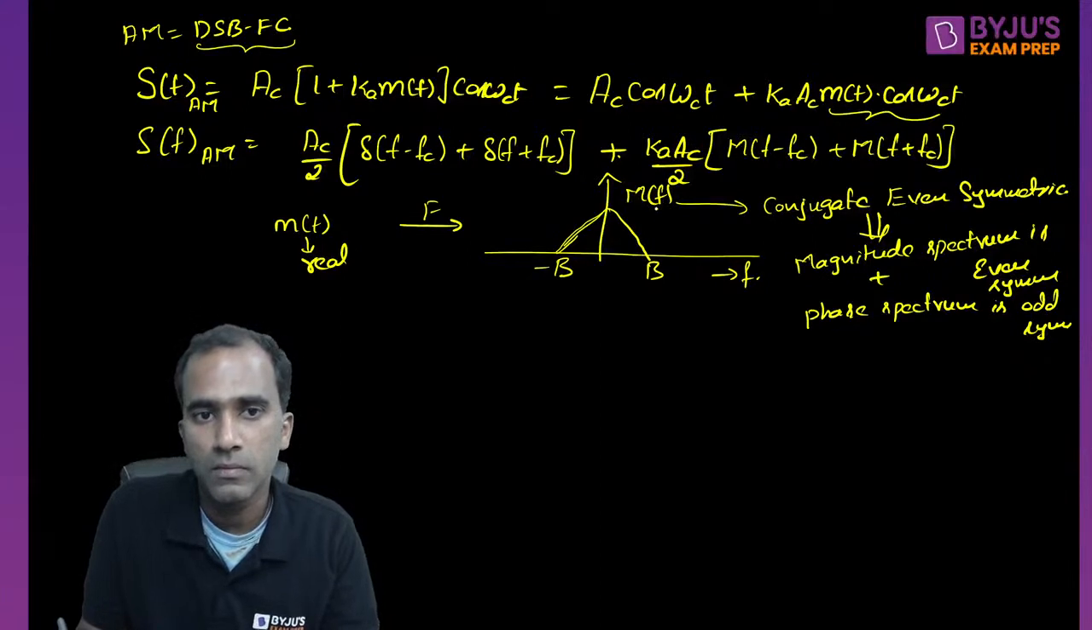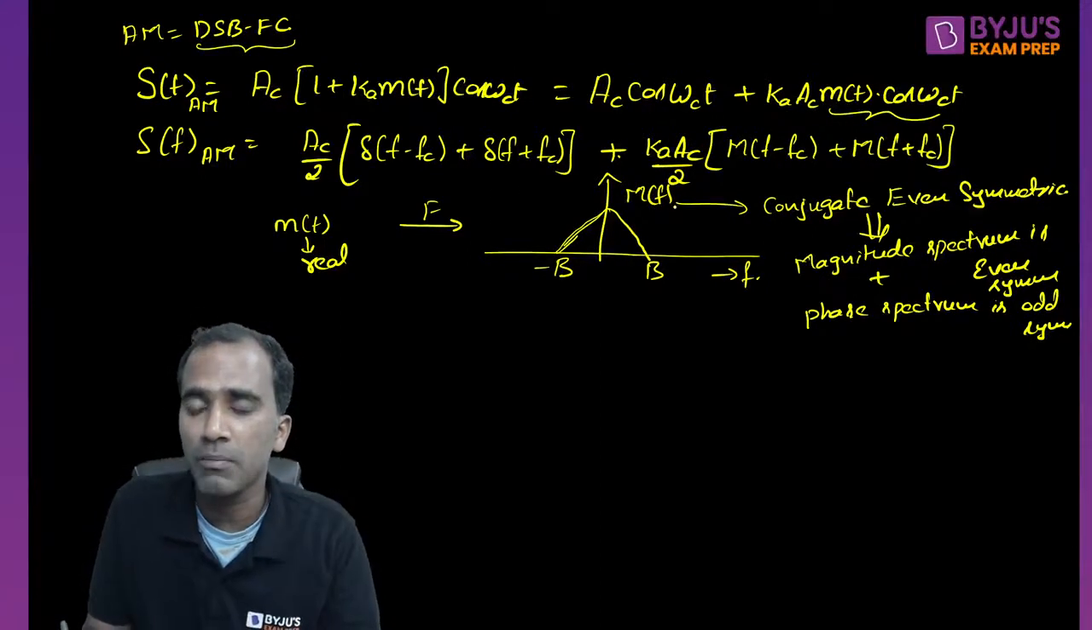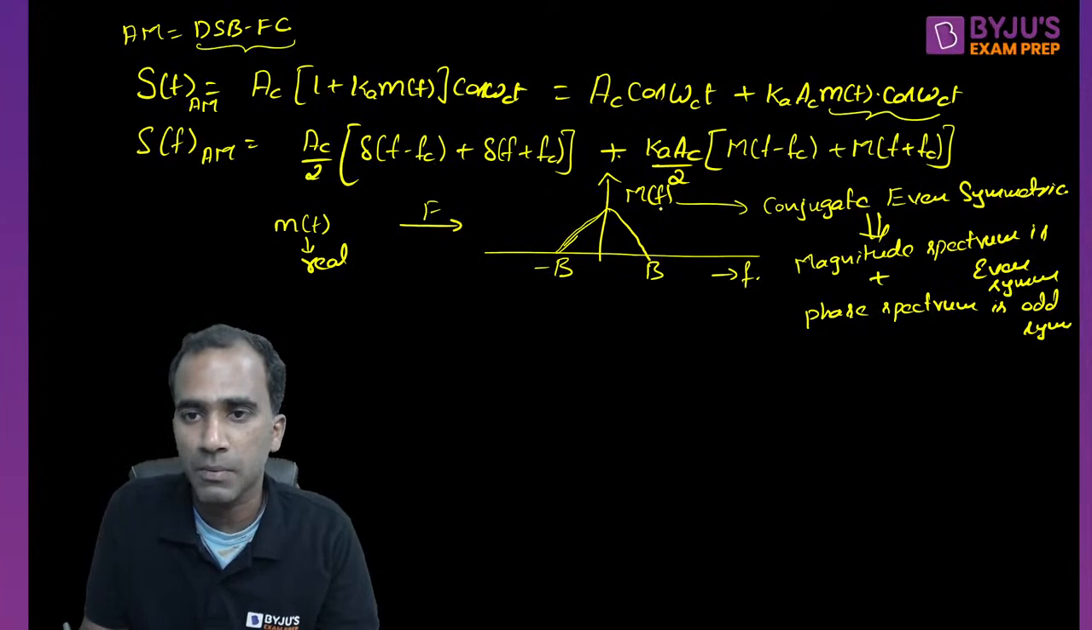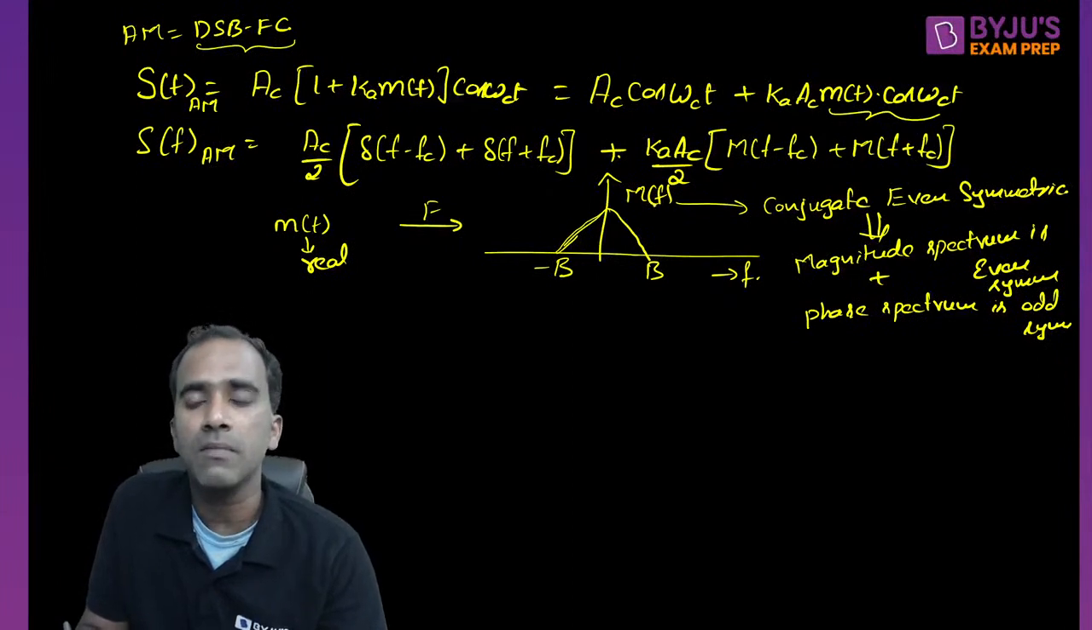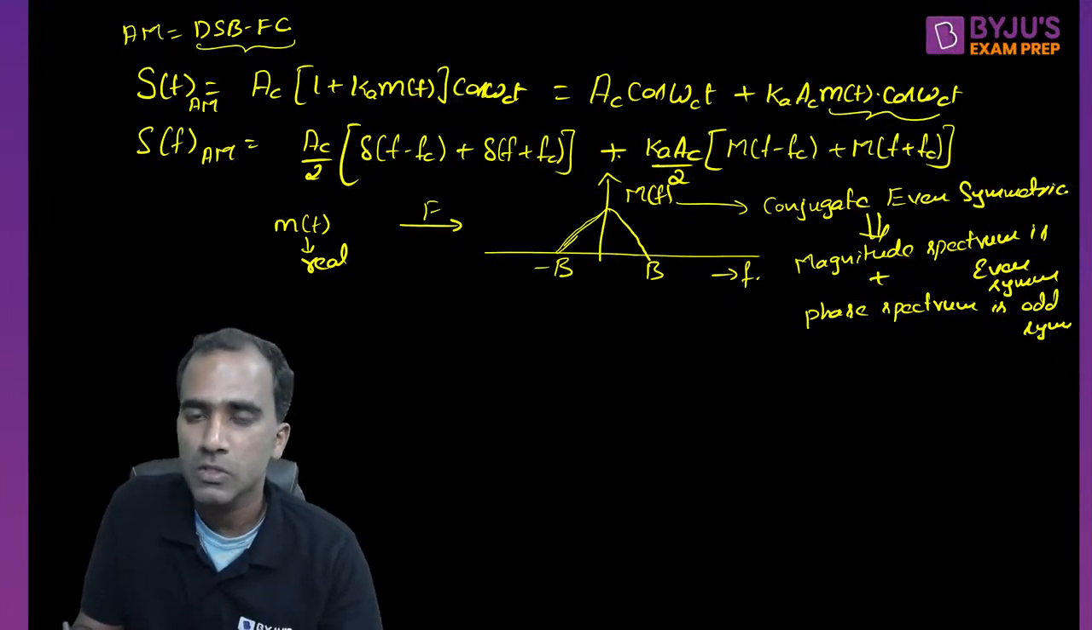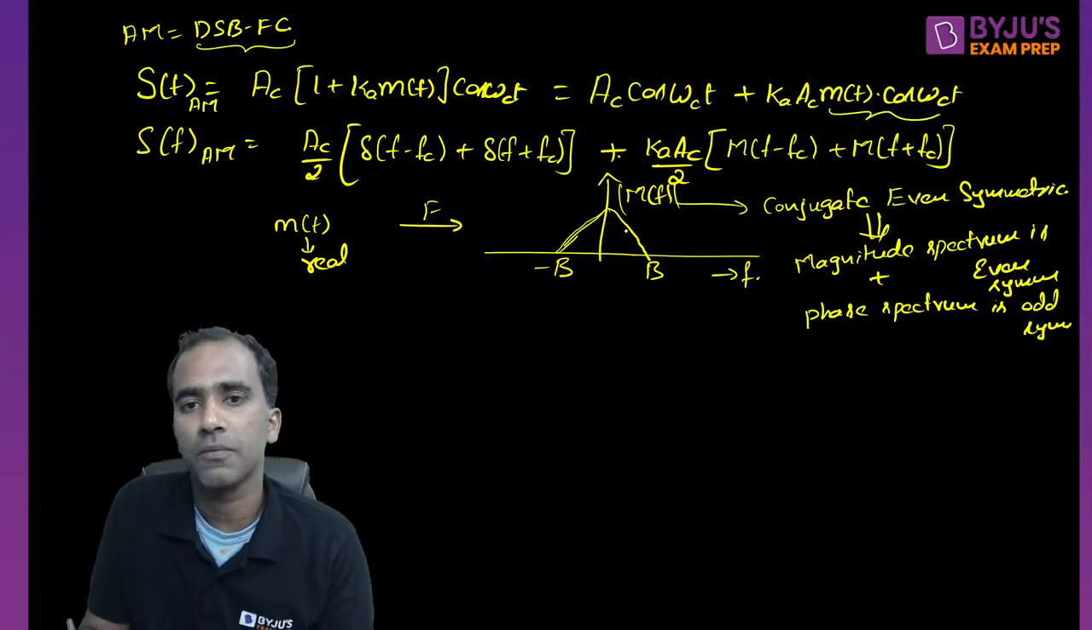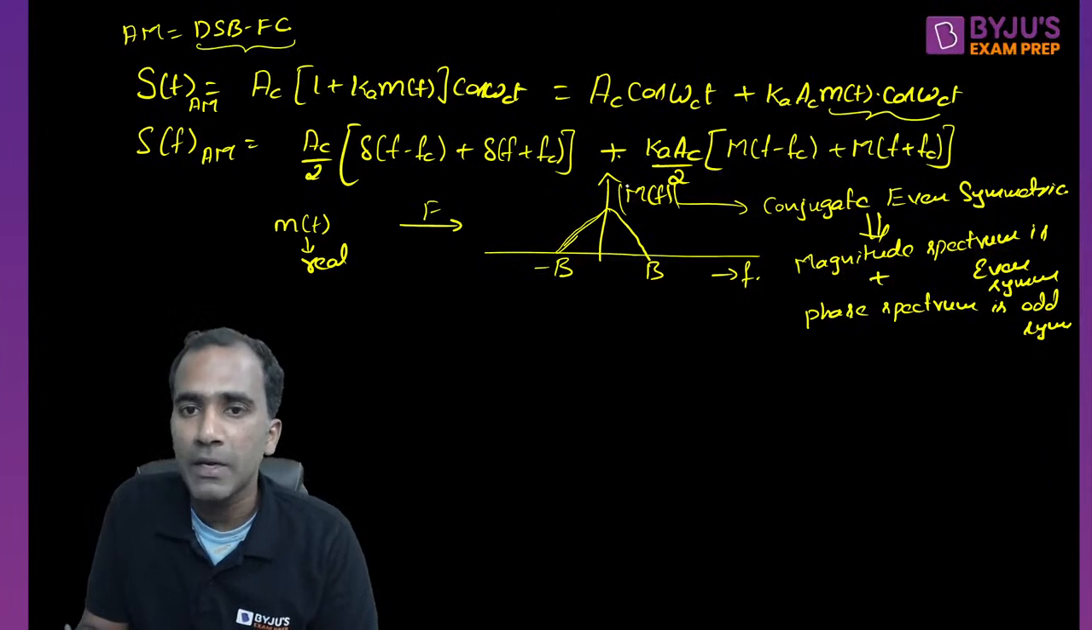No. If m of t is real, m of f can be complex. If m of f is complex, how do you plot it? You have to plot the magnitude spectrum separately and the phase spectrum separately. We are generally interested in the magnitude spectrum. Unless a problem demands the phase spectrum, we generally plot only the magnitude spectrum. Though I'm writing it as m of f, what I'm plotting is only mod m of f. So the magnitude spectrum will be even symmetric, not the total spectrum.